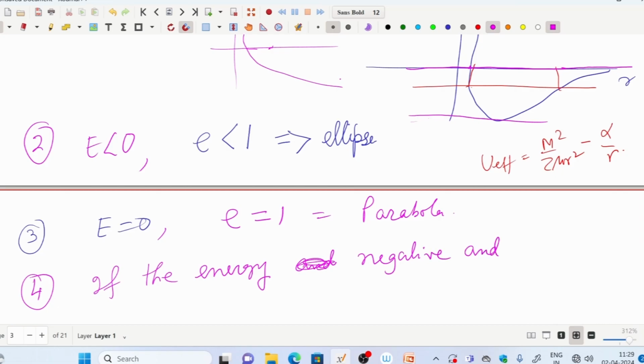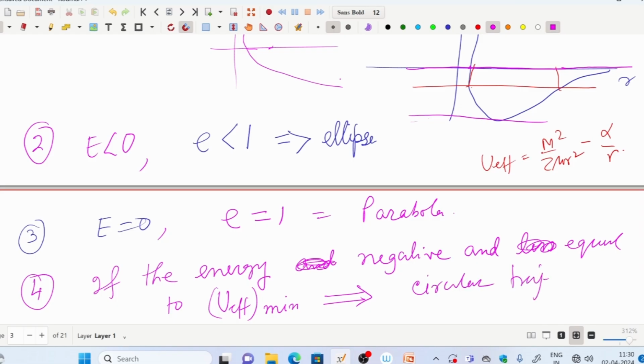So, fourth possibility, if the energy is negative and equal to the U effective minima, then we said that the motion will be circular. From the qualitative analysis, we said that it will be a circular motion. Okay. So, circular trajectory.